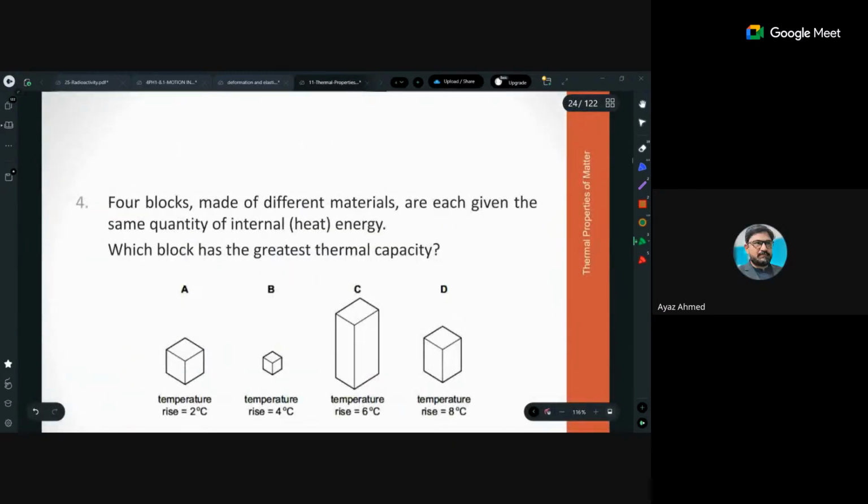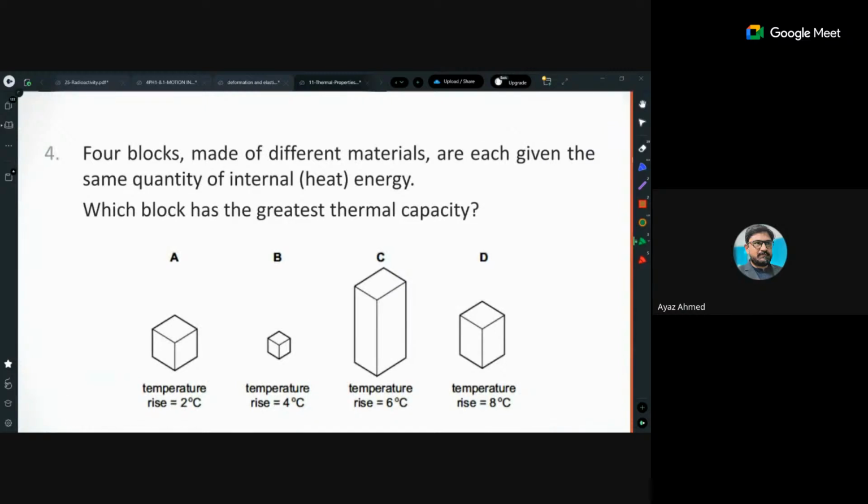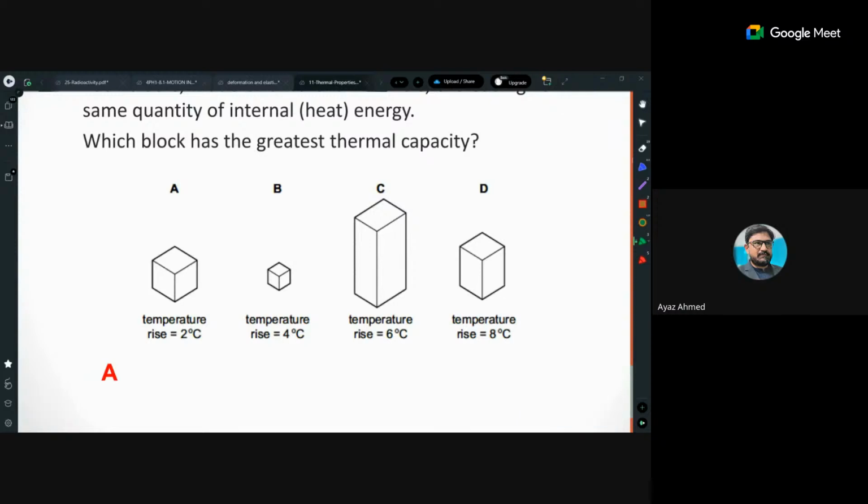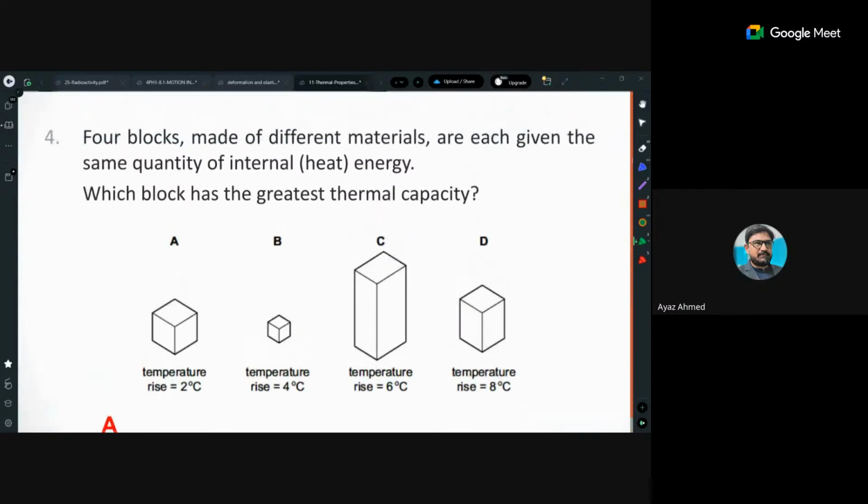Now let us come to this question. It says that four blocks made of different materials are each given the same quantity of internal energy, that is, heat energy. Which block has the greatest thermal capacity? They are made up of different materials, right? Each block is given the same quantity. Okay, it is A, but I have to explain why it is A.